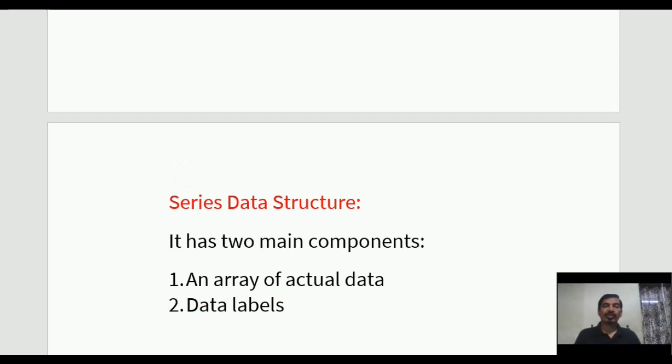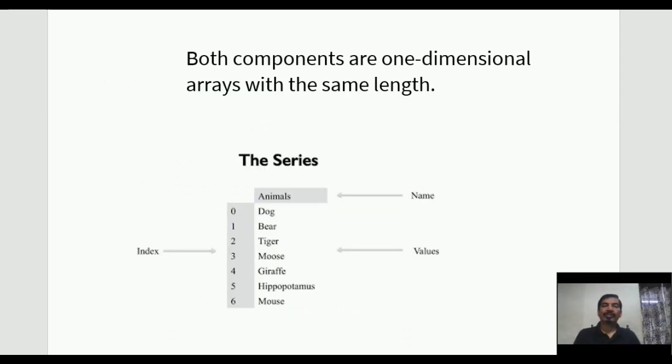A series data structure has two components: one is the array of actual data and the second is the data labels. Both components are one-dimensional arrays with the same length. Now we can see here this one is known as the index, which starts from 0. Second is the data; here the heading is animals and the list of values is given. So this is called the name and these are known as the values. So there are three things for a series: the index, the name and the values given for the series.